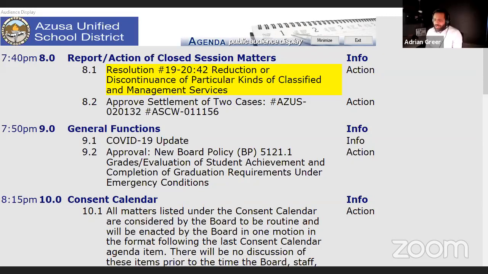Anybody else? Yeah. Would it be possible for Cabinet to describe the how and the why we're coming to the place where you're recommending the reduction of these positions? What process has gone through and why? What's some of the background behind it?